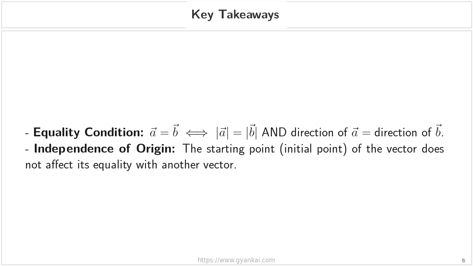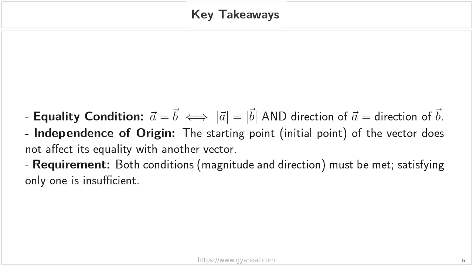Second, remember the concept of the independence of origin. This is a point that often trips students up, but as we saw in our discussion about free vectors and the car example, the starting point, or the initial point, does not affect whether two vectors are equal. As long as the length and the direction are identical, the vectors are equal, regardless of where they are located in space.